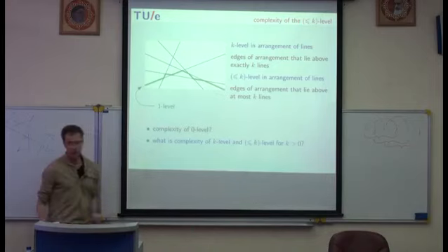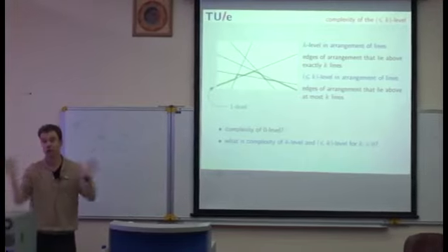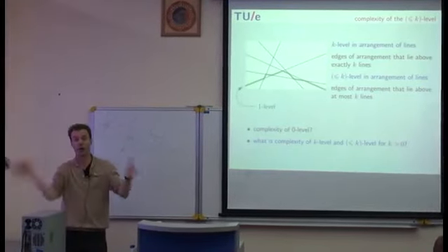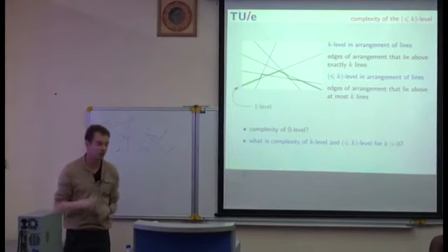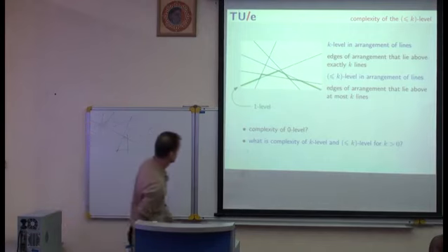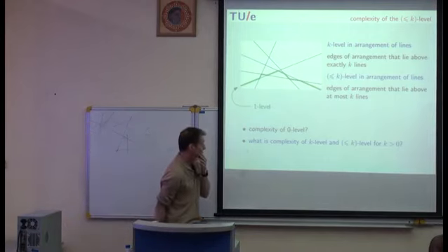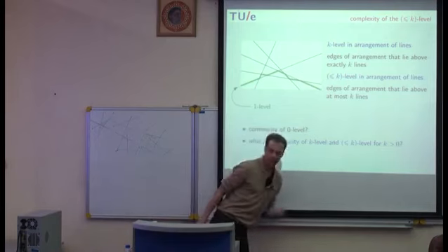So what's the complexity of the 0 level? N, right? It's the lower, this is called the lower envelope. It's the bottom side. And that's, in this case, the convex region. So I want to talk about this, well, especially the at most k level.